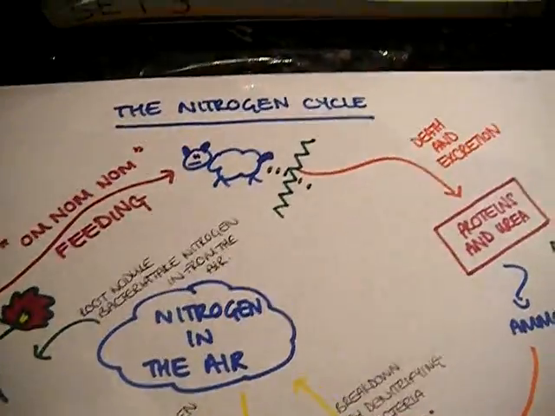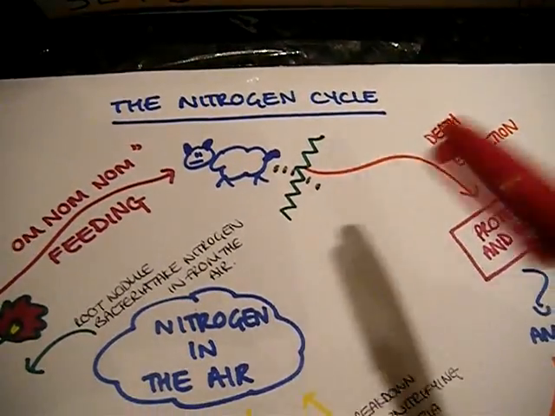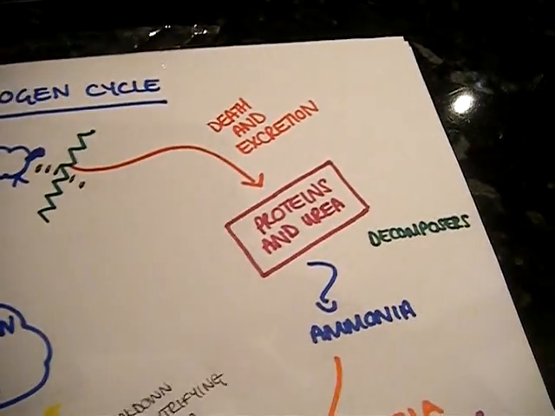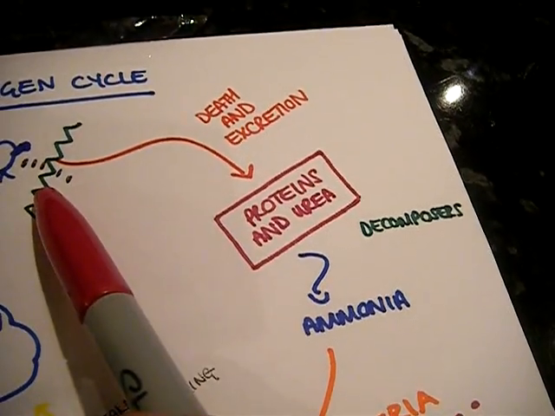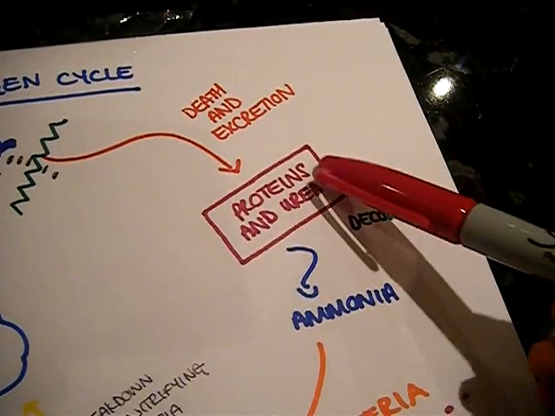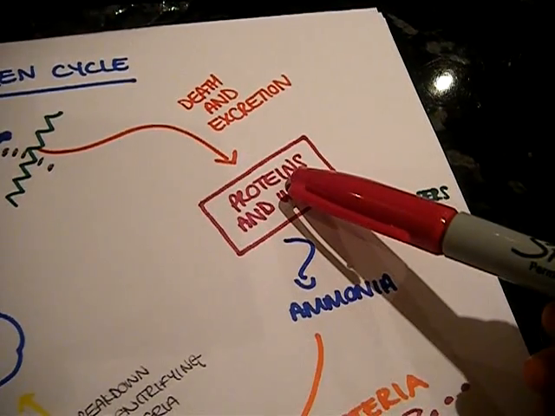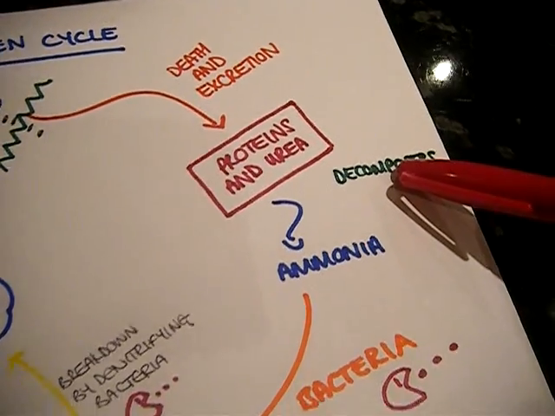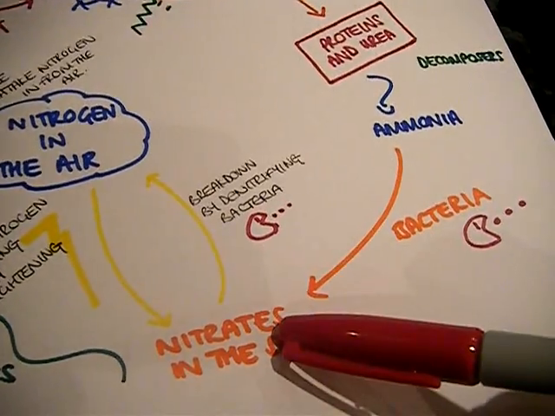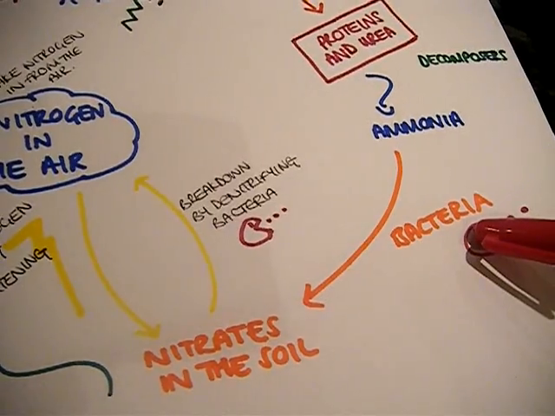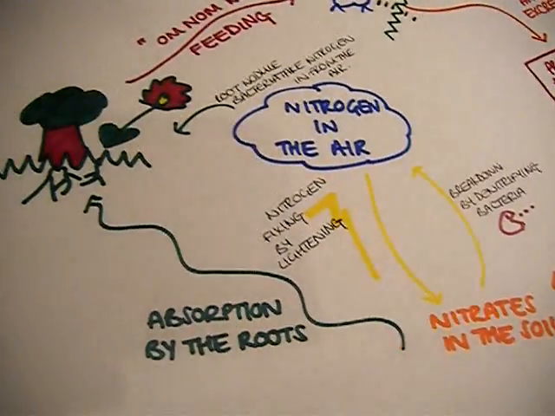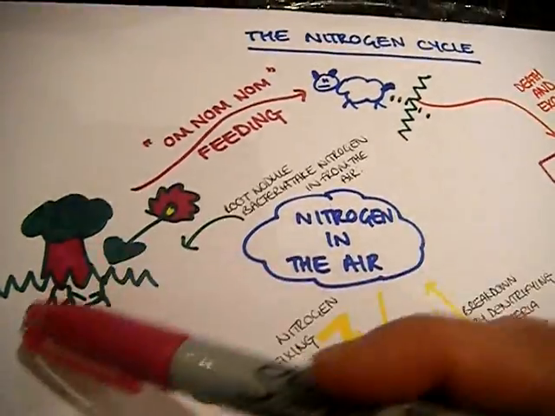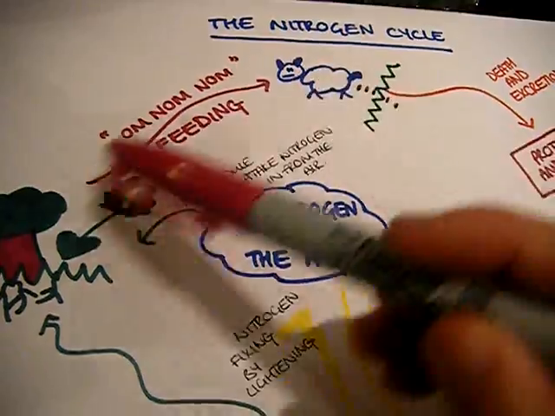So the nitrogen has gone from proteins in the animal to the ground, to proteins and urea, to ammonia by decomposers, to nitrates in the soil by bacteria. The nitrates have then been absorbed by the roots of plants and have gone back into the animal when the animal eats the plants.